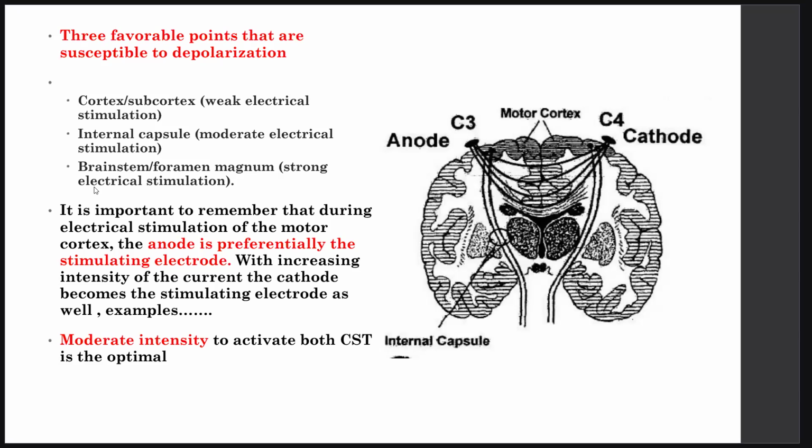Where does depolarization occur? For example, when I stimulate in NCS, I stimulate the median nerve, so the depolarization is in the median nerve. It's in the fibers of the median nerve, isn't it? It is. But in MEP, there are 3 sites within the motor pathway that can be stimulated.